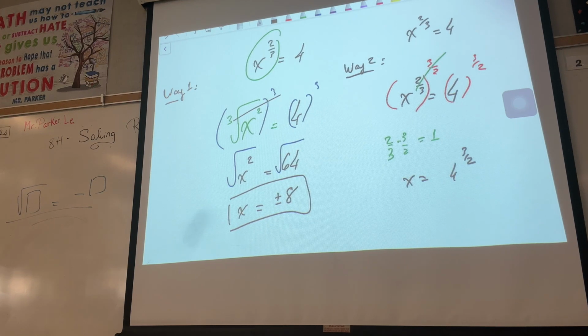And now you know how to do this one. But the only thing you need to make sure about is when the denominator is an even number, then you need to have plus and minus. So if you're not sure, if you don't want to make a mistake, because you're going to forget, then just do way one. It's going to be 4 squared plus minus, and that's going to be the square root of 64. Same thing. You're going to have plus minus 8. So either way is fine.